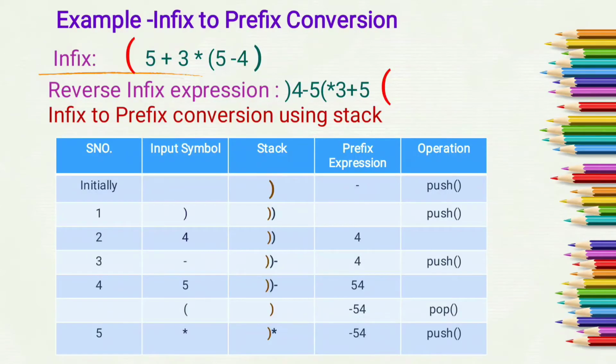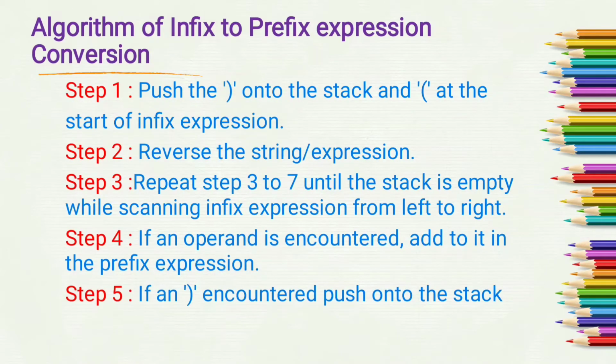So in the first step we push a closing bracket into the stack and an open bracket at the start of the infix expression. Then we have to reverse this infix expression like this. Step 3 is repeat steps 3 to 6 until the stack is empty while scanning the infix expression from left to right. That means we scan the reversed infix expression from left to right, taking one input symbol at a time, and repeat these steps from 3 to 7 until we get an empty stack.